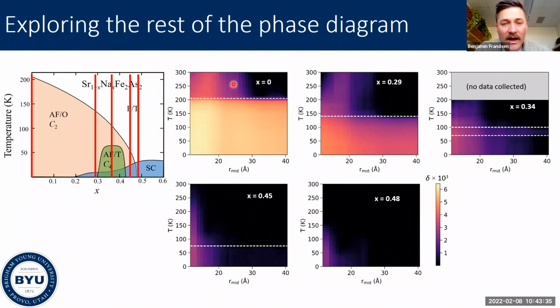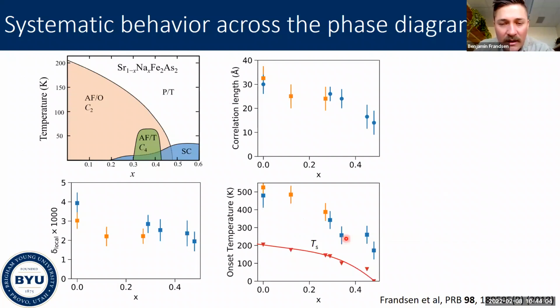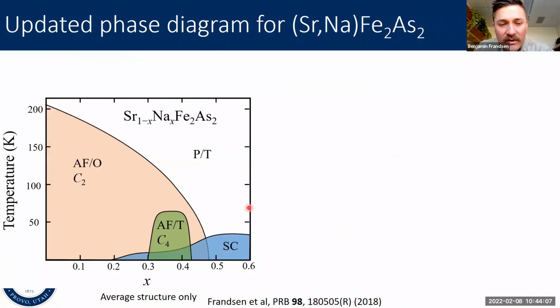Every compound that we studied had some region of short range nematic correlations corresponding to these nematic fluctuations, including this compound right here, the 48% sodium compound, which is completely outside this orthorhombic dome and is close to this optimal superconducting region. And so even in that portion of the phase diagram, we have significant nematic fluctuations. So what that means is, this was the phase diagram we started with originally, but this is only showing the average structure.